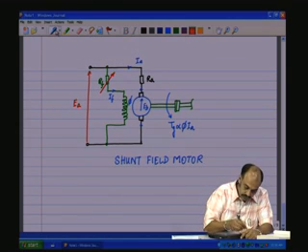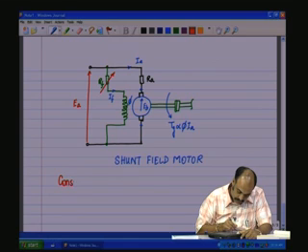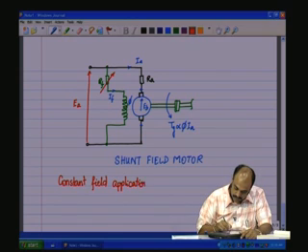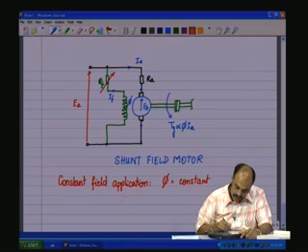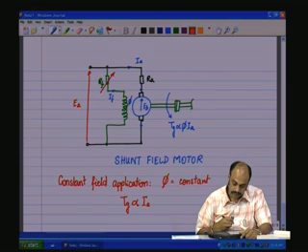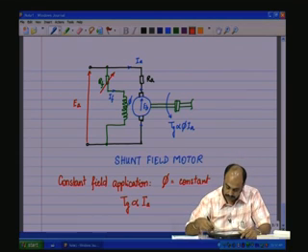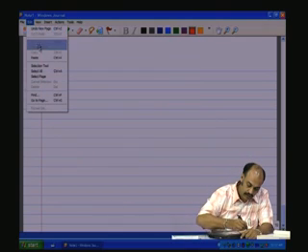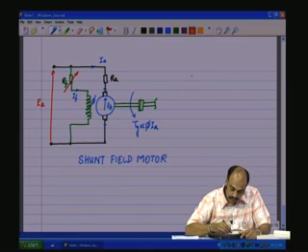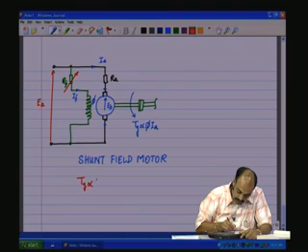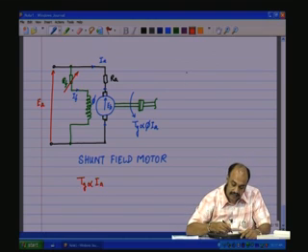So, in the case of a constant field application, phi is a constant, then Tg becomes proportional to only Ia. So, therefore, as a result, as Tg is proportional to only Ia, the torque varies linearly with the load.